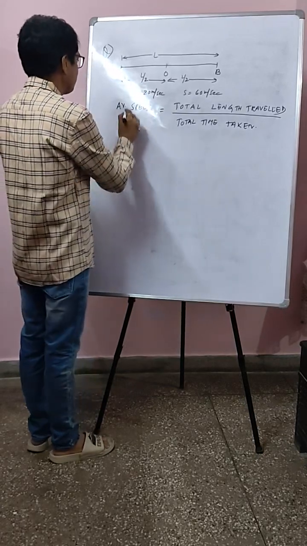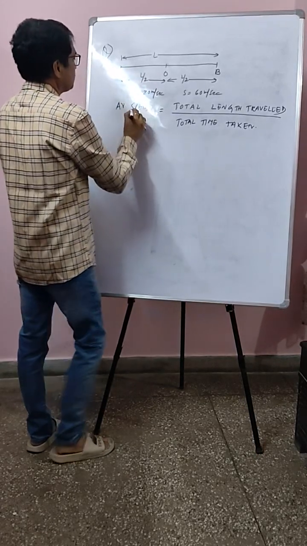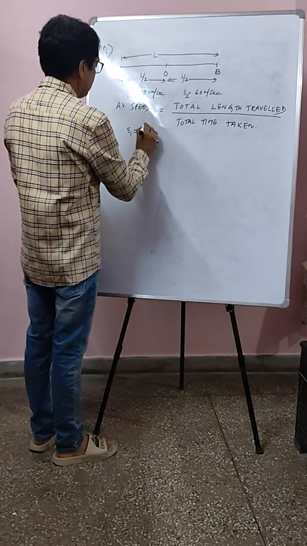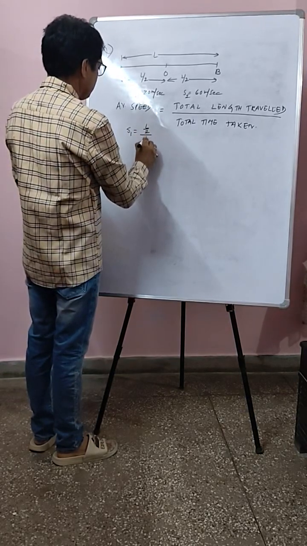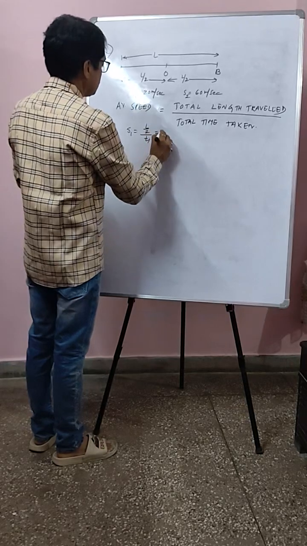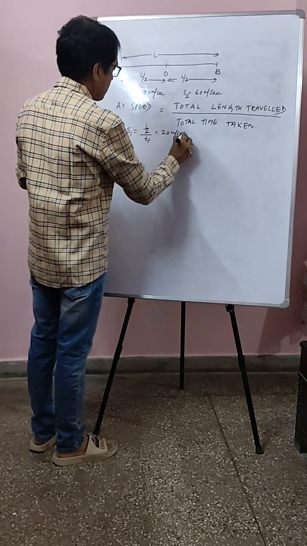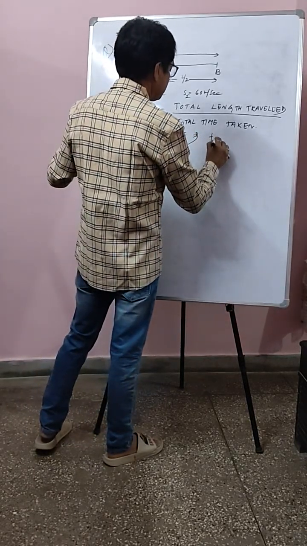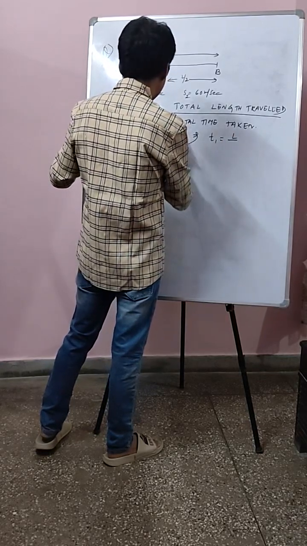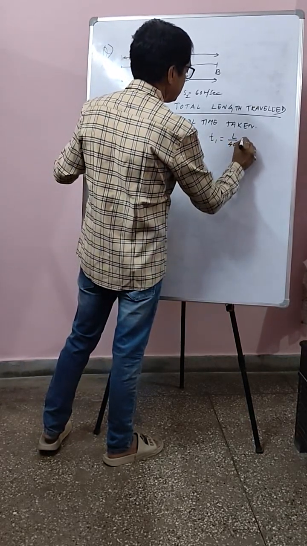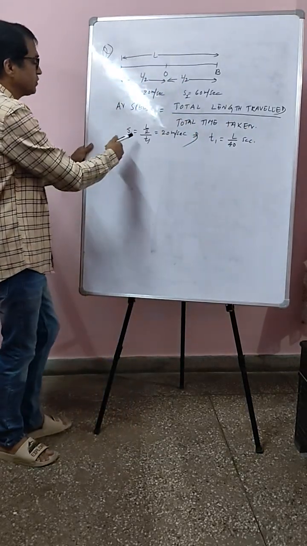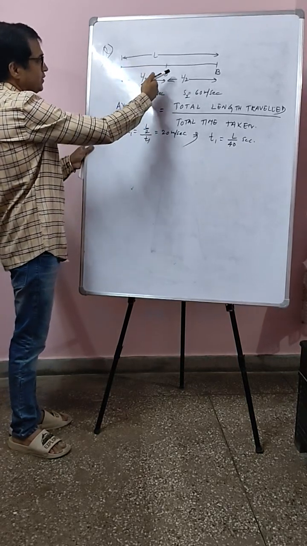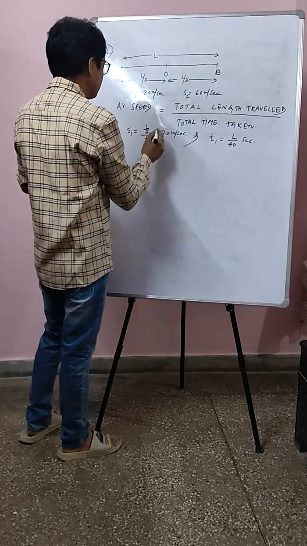For the first part, S1 equals L upon 2 upon time T1. This is 20 meters per second. What it implies is T1 will be L upon 40 seconds. This is for the first half. Time T1 is the time taken from A to O, and T2 is the time taken in going from O to B.